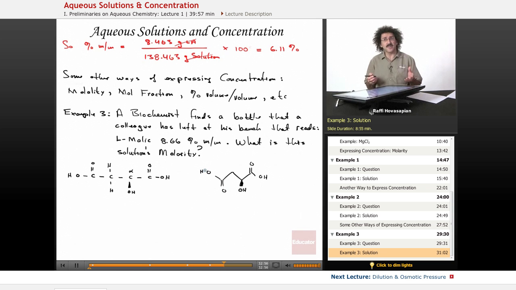Malic acid is what gives green apples their tartness. Very, very important biological molecule, as you'll find out later in the course when we discuss the citric acid cycle.